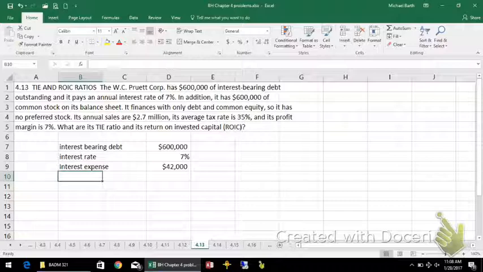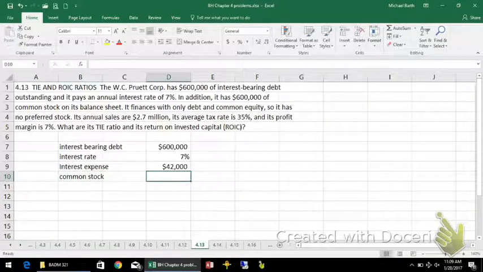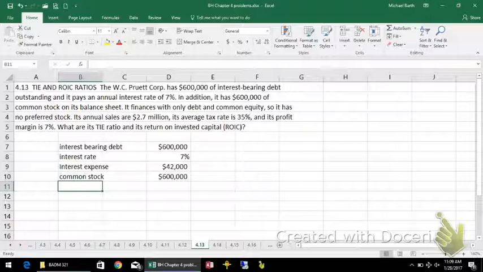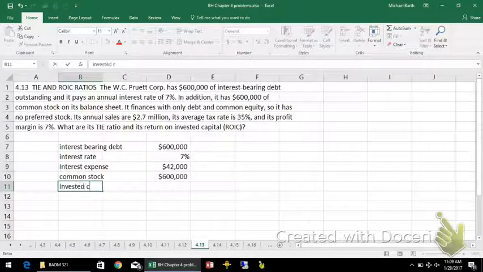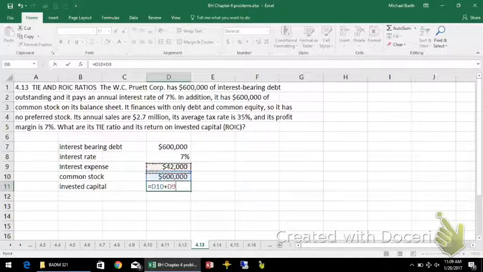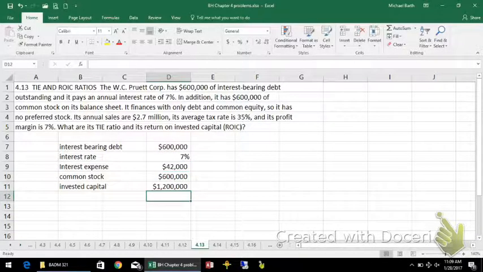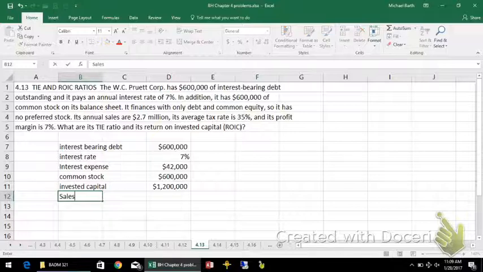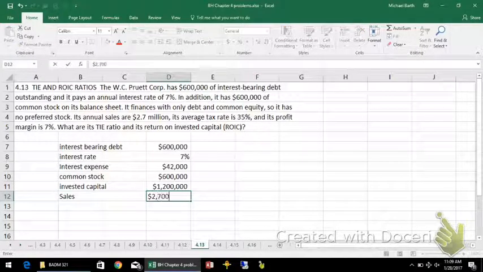Alright, it's got common stock on its balance sheet of $600,000. It finances only with debt and common equity, no preferred stock, so the interest-bearing debt and the common stock would be the invested capital, $1.2 million. Sales are given at $2,700,000.